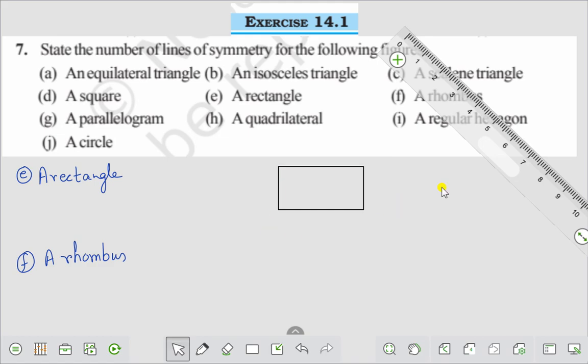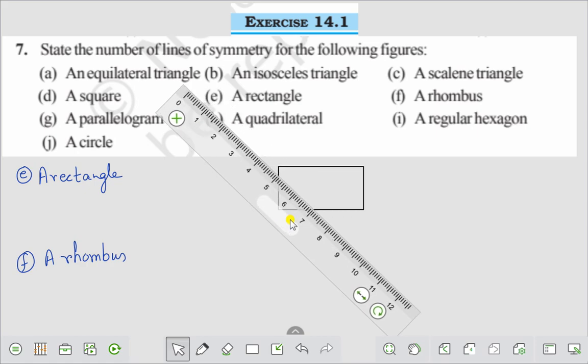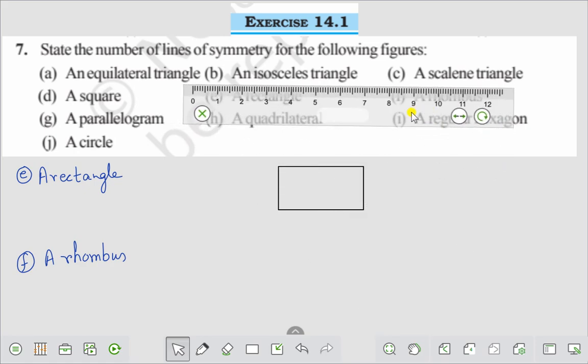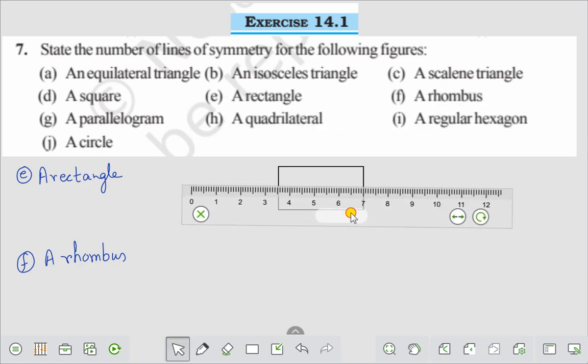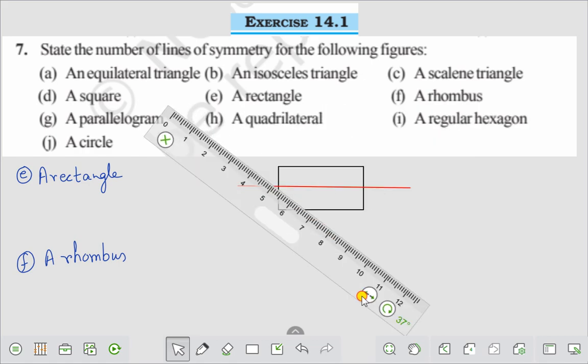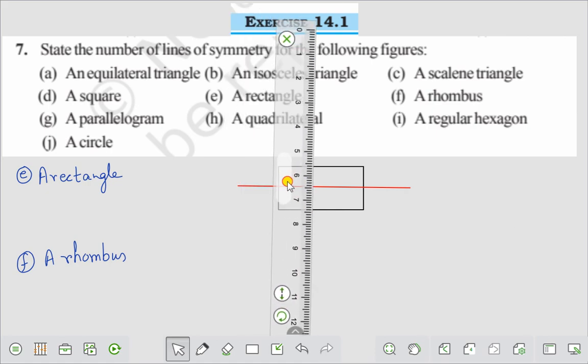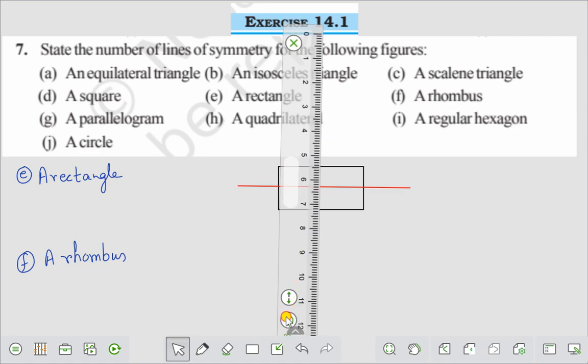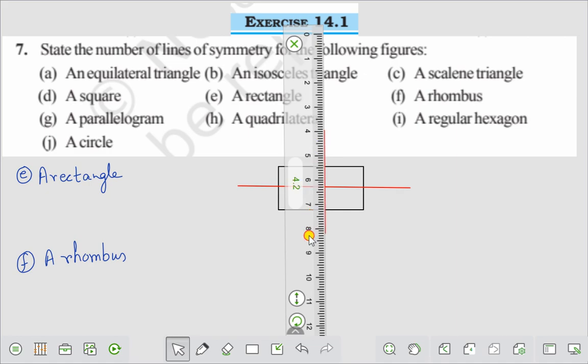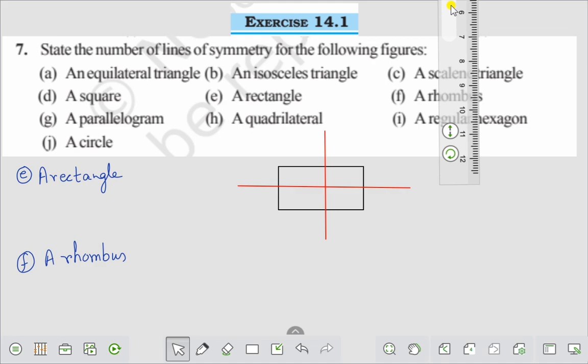Now in this case also, you see there are 2 lines of symmetry. One is horizontal and another is vertical. In case of a rectangle, there are 2 lines of symmetry, one horizontal and another vertical. Right, this is the vertical line of symmetry. That is, in this case, there are only 2 lines of symmetry. Number of lines of symmetry is 2.